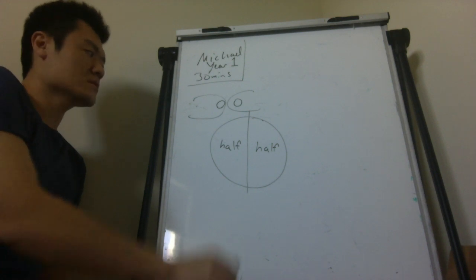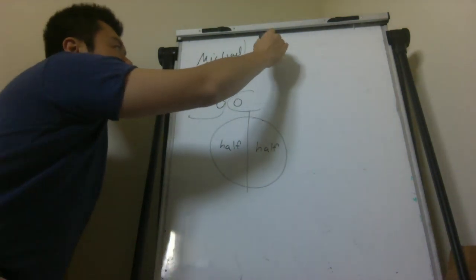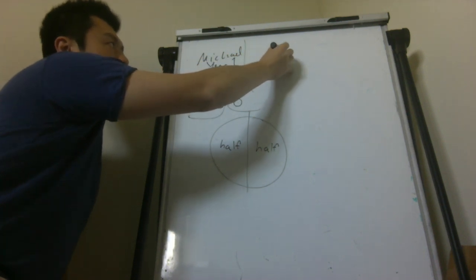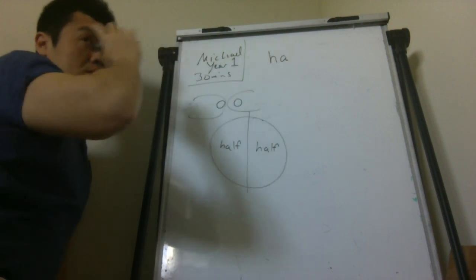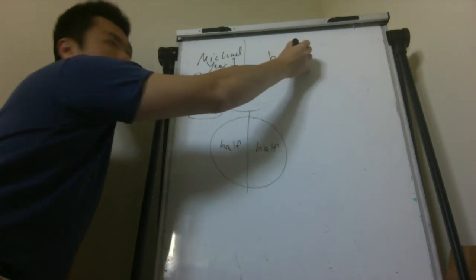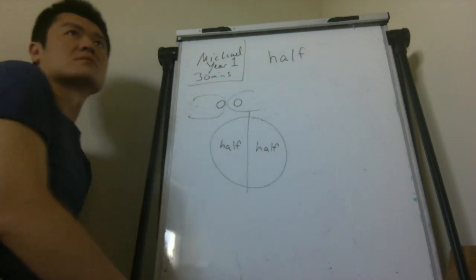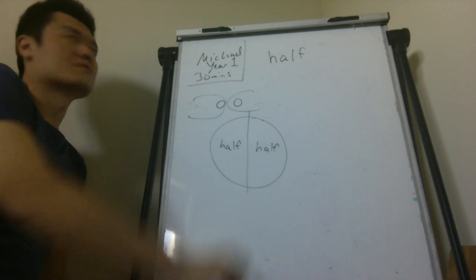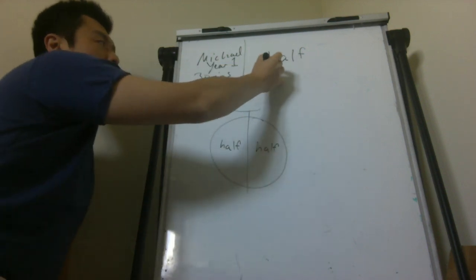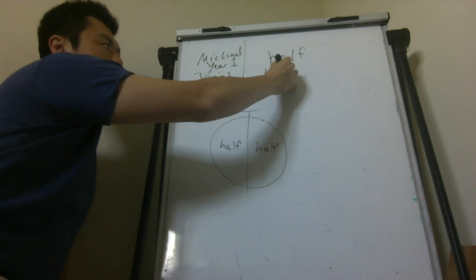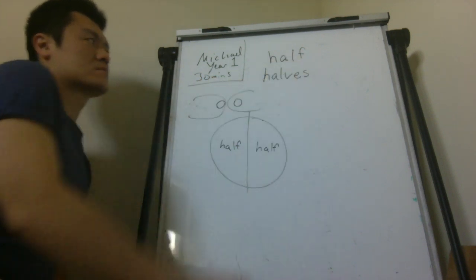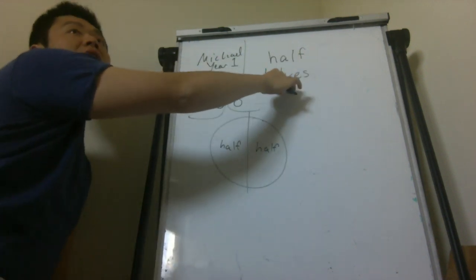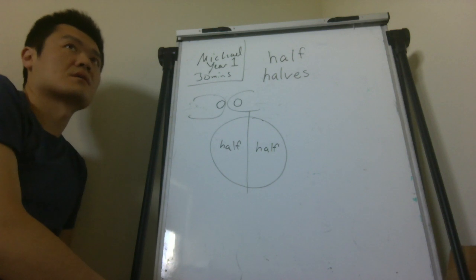Okay. So the word half is written like this. H-A-L-F. And if you had two halves, instead of just half, it'd be written like this. Halves. Okay. So if there's one half, well, there's two halves.